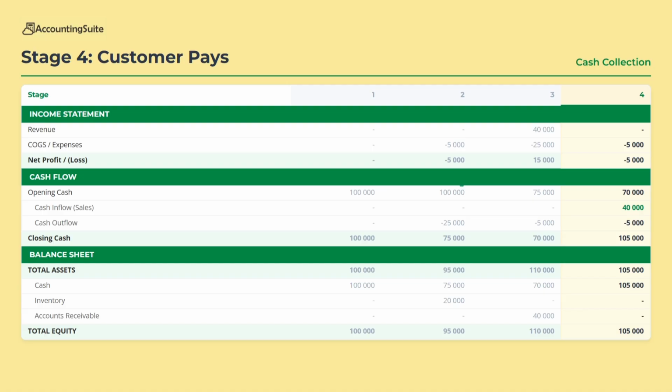Finally, we update the balance sheet. First, the accounts receivable disappears because the customer paid. So accounts receivable goes from $40,000 to 0. Cash increases accordingly. But we also had $5,000 expenses, which reduce equity. So the final balance sheet becomes: in assets, cash equals $105,000; in equity, capital plus retained earnings equal $105,000. Inventory and receivables are now 0.